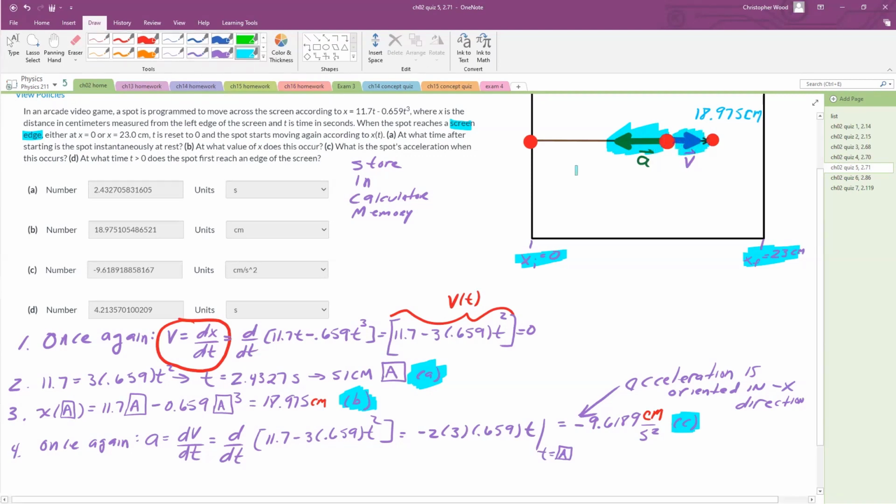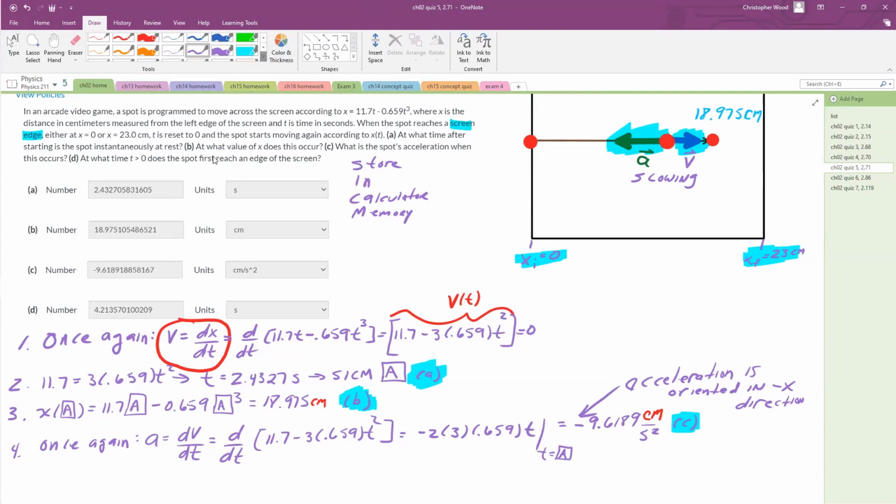And you know what you call this? You call this slowing down. When you have acceleration and velocity opposing each other, that is called slowing down. So that's why this particle does slow down. Eventually it comes to a stop. And then because the acceleration is still in the negative x direction, it reverses itself. The dot reverses itself and heads back towards the left side edge. So that's how I know.